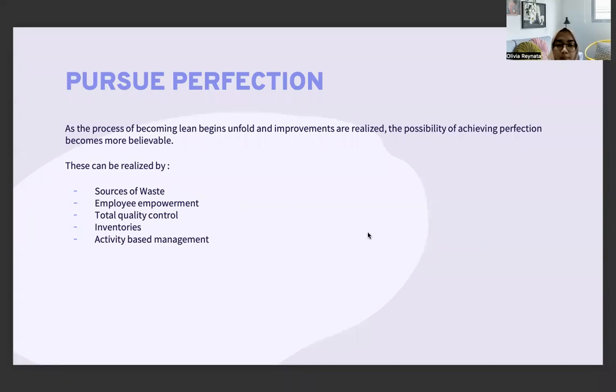The second is employee empowerment. In a lean environment, increasing the degree of participation increases productivity and overall cost efficiency. Managers seek workers' input and use their suggestions to improve the production process. Third is total quality control.